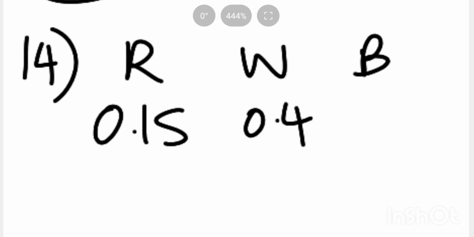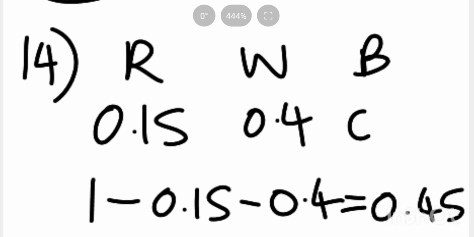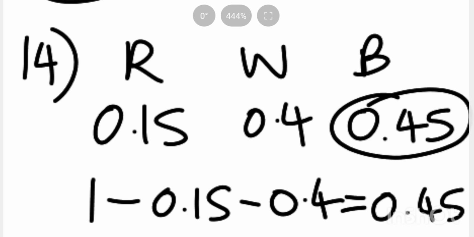So that means blue would just be 1 minus 0.15 minus 0.4, because the probabilities of all outcomes add up to 1. So that would be 1 minus 0.15, which is 0.85, and then minus another 0.4. So that would be 0.45. So that's the answer to question 14.